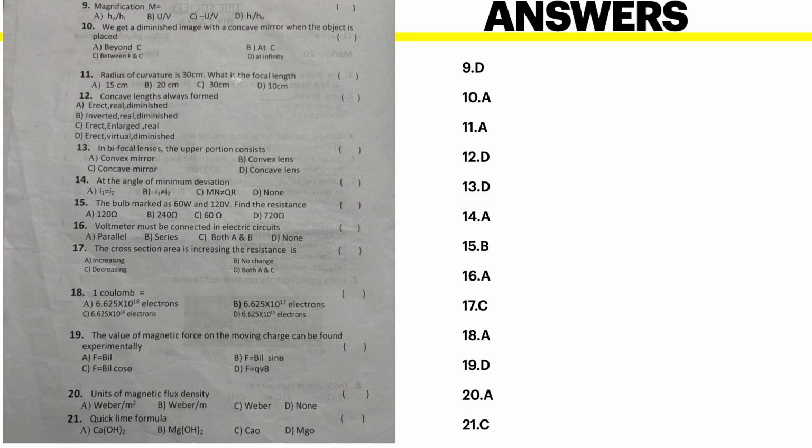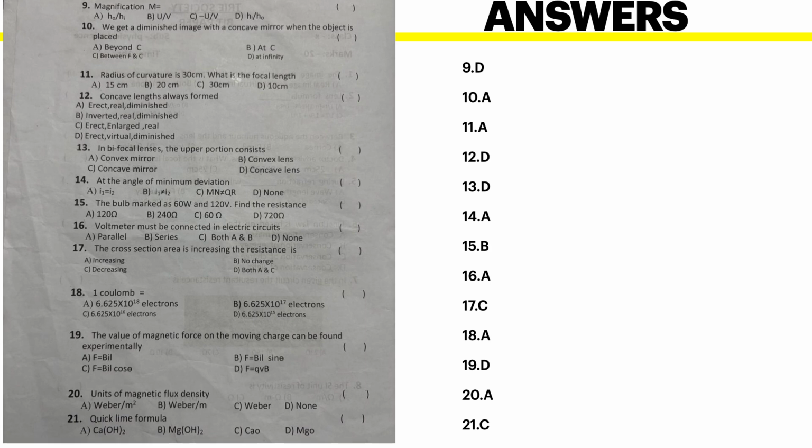Ninth bit, magnification M is equal to, so D is the right answer, that is height of the image by height of the object, HI by HO. Next, see the 10th bit, we get diminished image with a concave mirror when the object is placed. See B and C. Here we have to remember one thing, we get a diminished image with a concave mirror when the object is placed at B and C, and at infinity there is a little bit of confusion. See, when the object is kept at infinity, you will get a point sized image but not the diminished image. So for 10th one, A is the right answer.